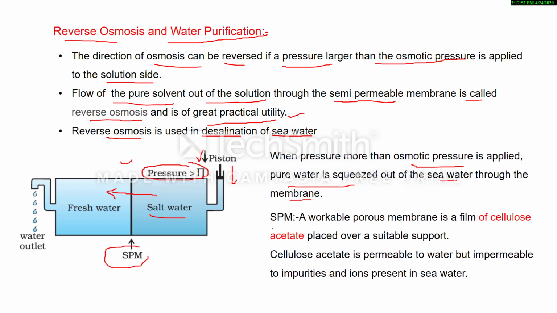Now in this case, what type of SPM, that is semi-permeable membrane, can be used? Actually this is a film of cellulose acetate placed over a suitable support. Cellulose acetate is permeable to water but impermeable to impurities and ions present in the seawater. That's why we will get fresh water from salt water. This is all about osmosis and osmotic pressure. Thank you.